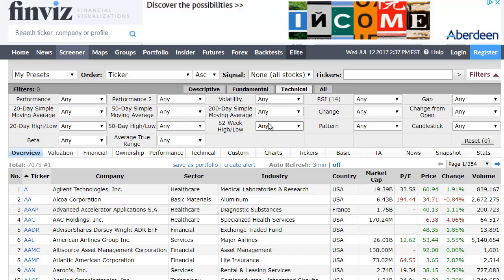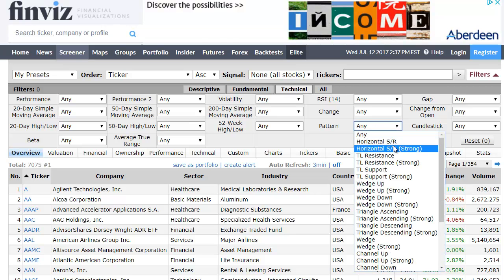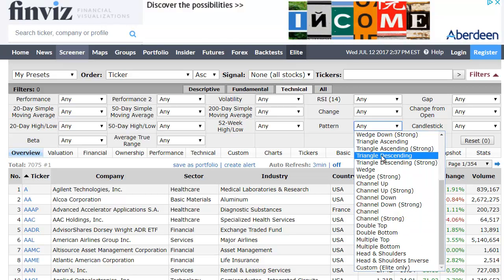There's nothing really pointed out here. So the first thing I'm going to do is go to patterns. You'll see there's a lot of trend line stuff, triangle patterns, wedge patterns, channel patterns. I use the channel, multiple bottom, head and shoulder. And for paid users, you could do custom scans. So we're going to look for a strong wedge down. There's two wedges.